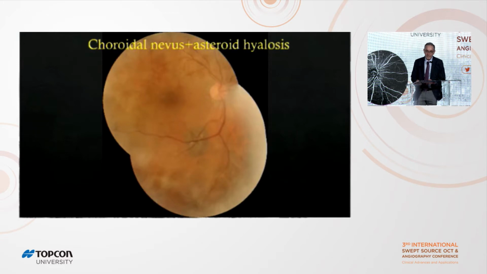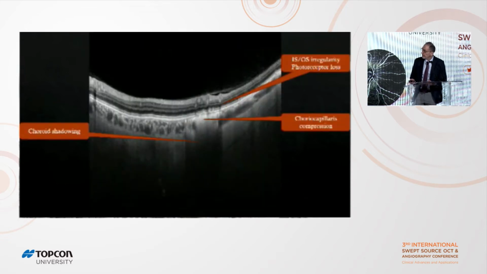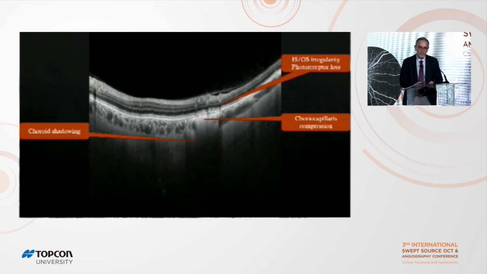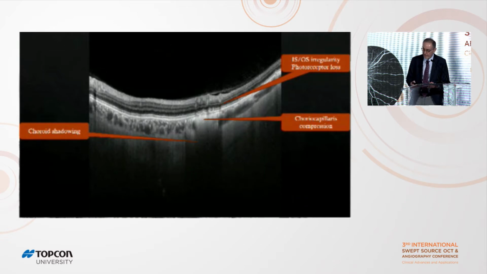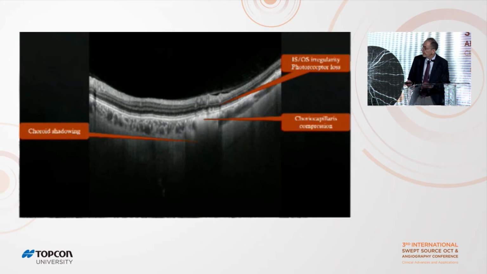This is a patient with choroidal nevus in the right eye. You can see the choroidal nevus along the inferotemporal arcade. And this patient also had asteroid hyalosis. And this is the Swept Source OCT image showing the tumor nicely, despite the presence of vitreous opacities. And here you can see the characteristic features of nevus, including choroidal shadowing, choriocapillaris compression, ellipsoid zone irregularity, and photoreceptor loss. These are all signs of chronicity.